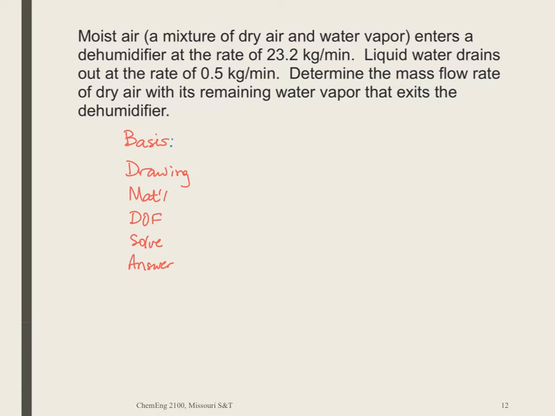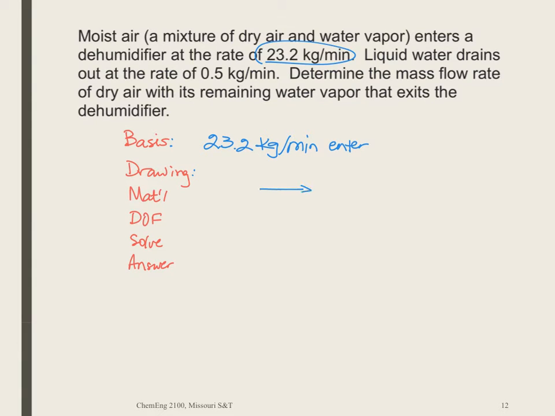All right, so the basis. In this case, you could choose any of these, but I set this up so that I use the feed as my basis. So 23.2 kilograms per minute that enter the device. I find that it is easier to work with the feed as a basis most of the time. Sometimes it's okay to work with a product, but that was a choice I made. You didn't have to use that particular one. Then we'll do a drawing.